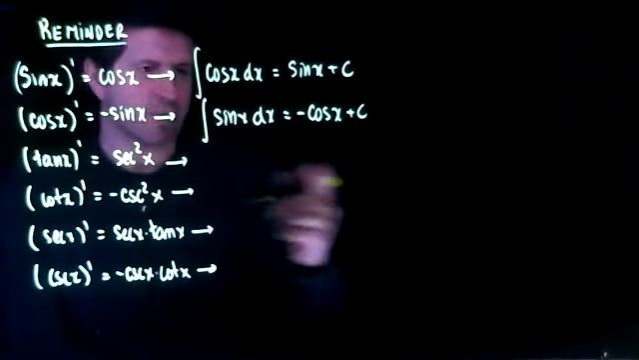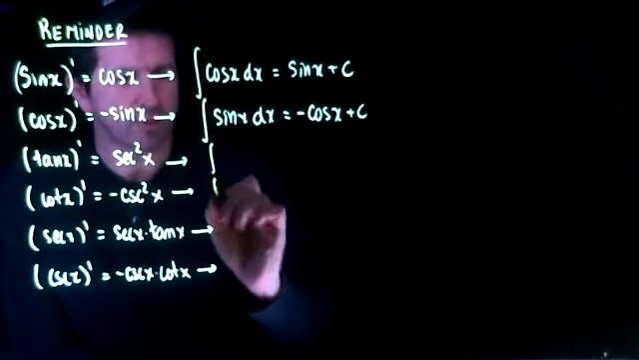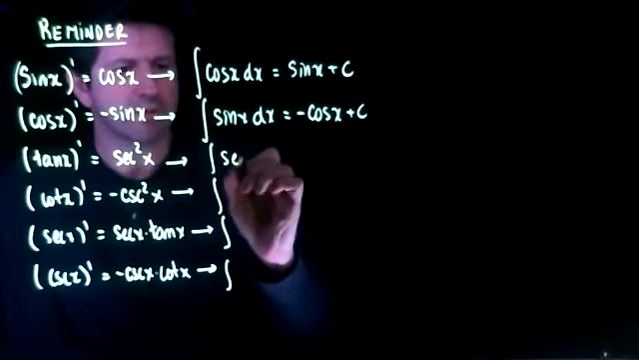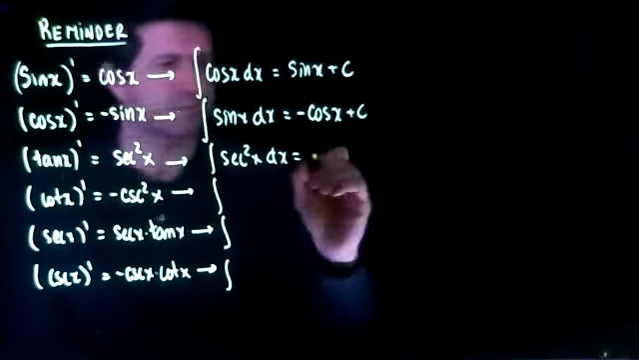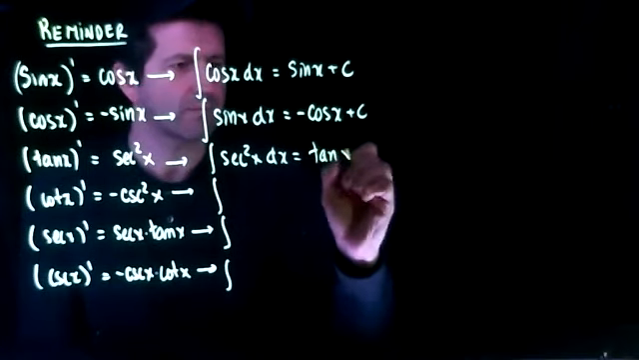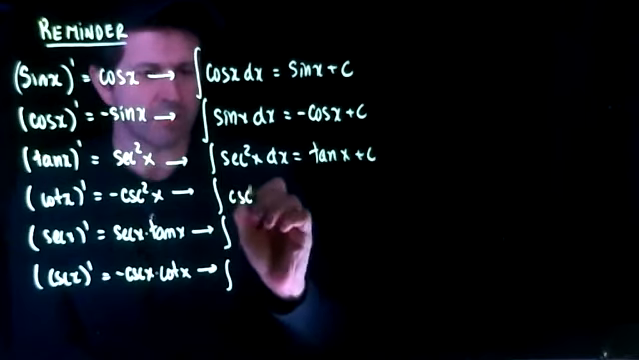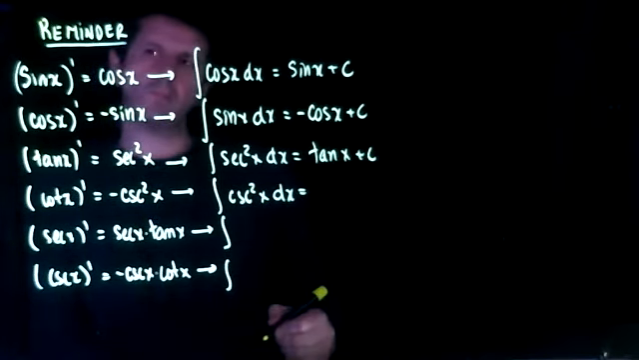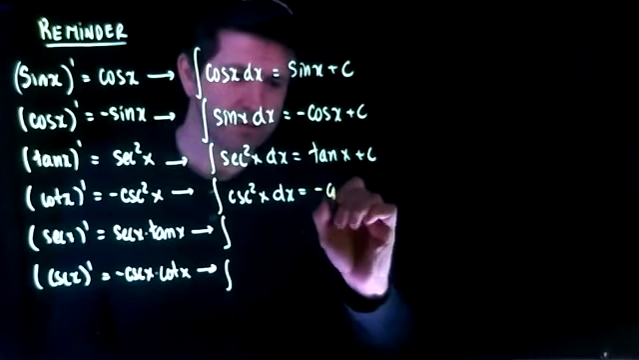Okay, and I'm going to write the equivalent antiderivative for each one. So the antiderivative of secant squared will be, of course, tangent. The antiderivative of cosecant squared would be what? Negative cotangent. Very nice.